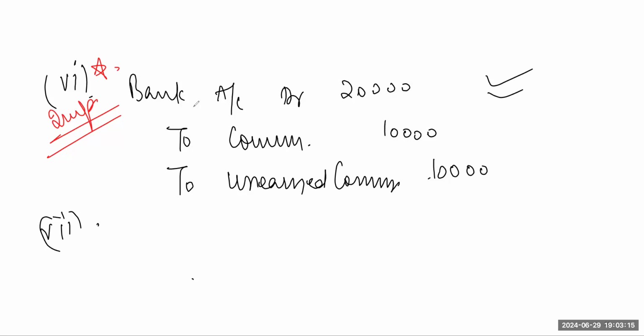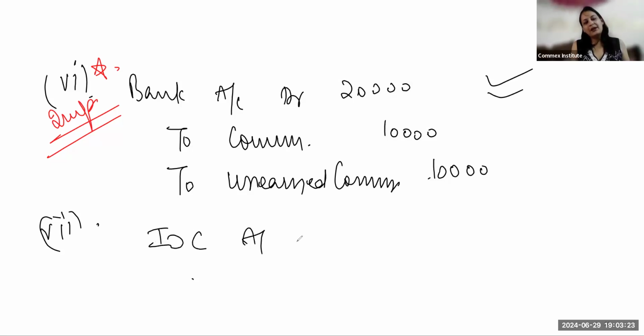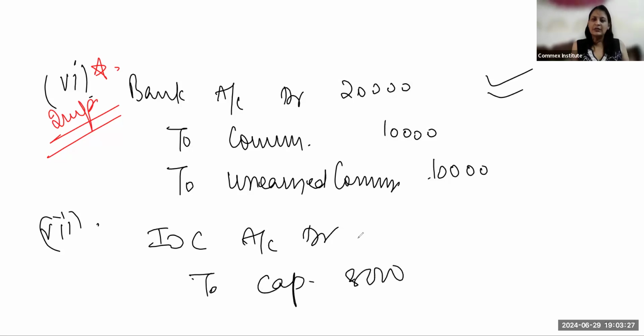Okay, 7th. Allow interest on capital 8,000. So interest on capital account debit to capital, this is a direct entry. 8,000, you didn't even have to calculate. Sometimes they can give you the capital and they can give you the rate of interest. So you'll have to multiply and get the amount. Here they have directly given you the amount only. Interest on capital to capital. Okay.